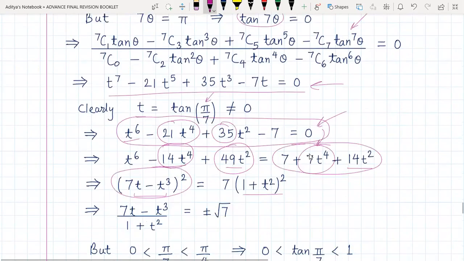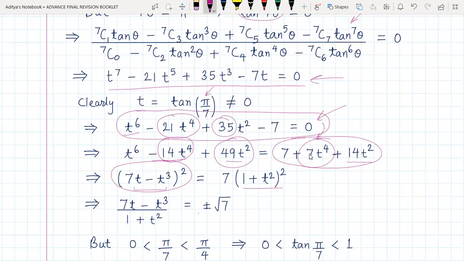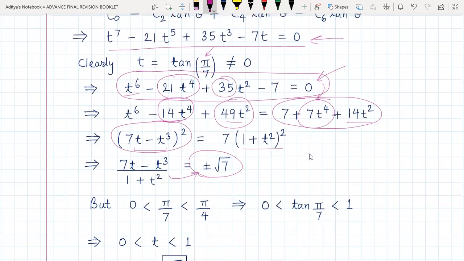So the question now becomes very simple. We just divide and take the square root, so that the value of the expression E we get as plus or minus root 7. But it is very obvious to note that π/7 is less than π/4, and it is obviously greater than 0. So we can say that tan of π/7 would lie from 0 to 1.